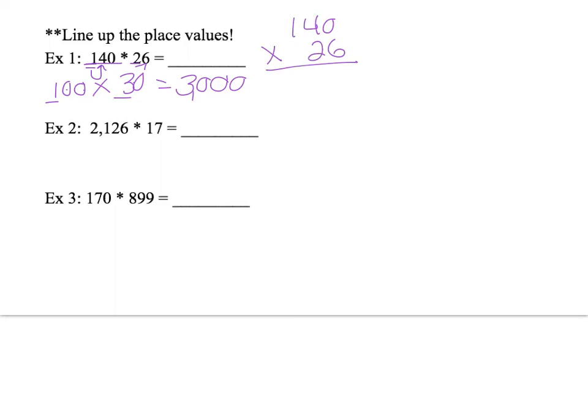All right, and let's multiply. 6 times 0 is 0. Then we're going to go on to the next digit to the left. 6 times 4 is 24. You need to carry that 2. 1 times 6 is 6, plus the 2 that we have carried is 8.